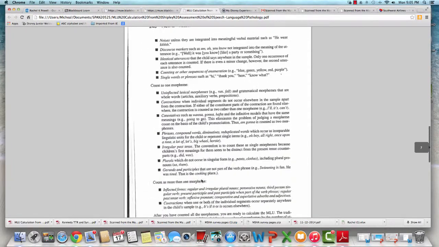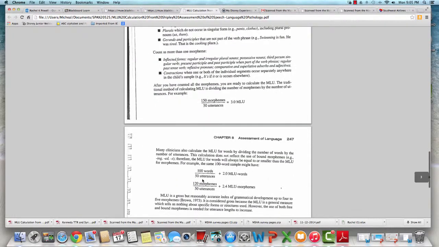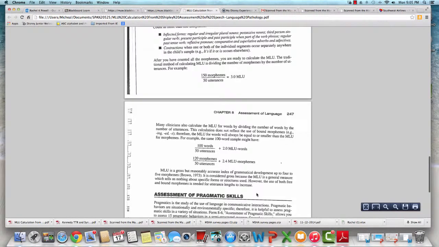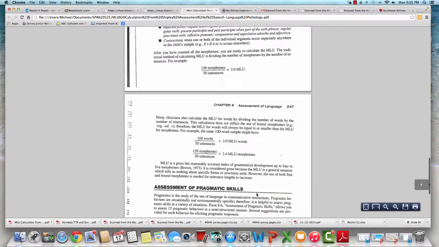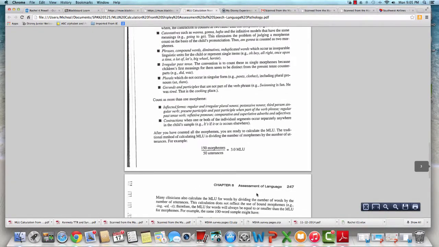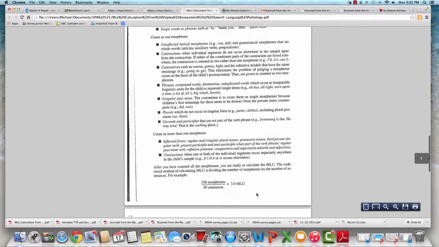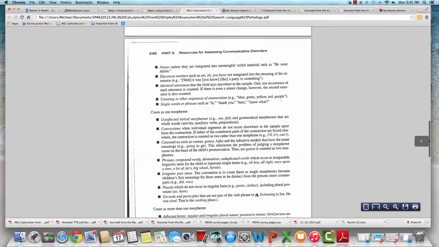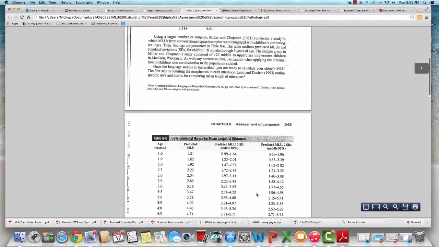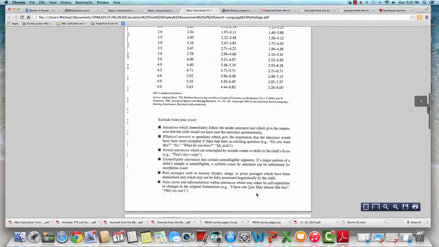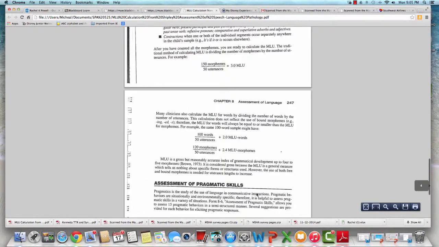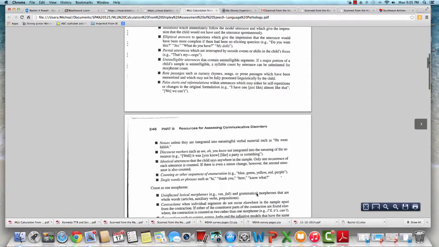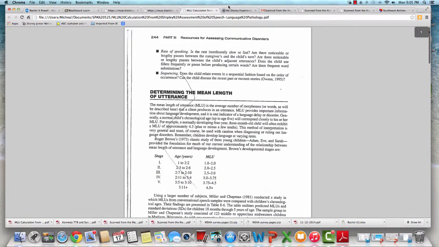But do note how that changes their MLU when you take into consideration bound morphemes versus unbound morphemes. I take that back. Do the morphemes. Do the morphemes. That's consideration for bound morphemes. So if you have plurals, -ing, past tense, anything that changes the meaning of the word, use that in your MLU calculation. So again, this is from the Shipley Assessment and Speech Language Pathology book.